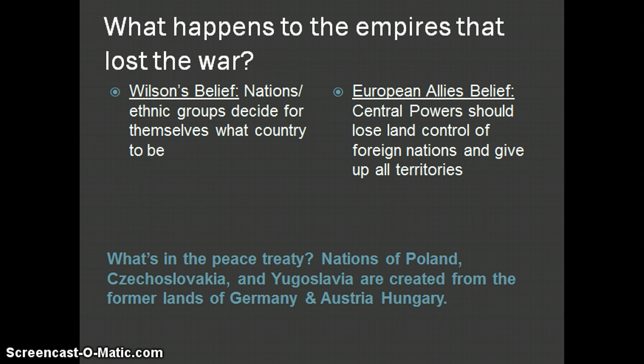What's in the peace treaty? There are several nations created from the former lands of the German Empire and the Austro-Hungarian Empire. The British Empire is untouched because they won the war. The nations of Poland, and we'll see them on the map next, Czechoslovakia and Yugoslavia are created from these former lands, as well as several other little countries.